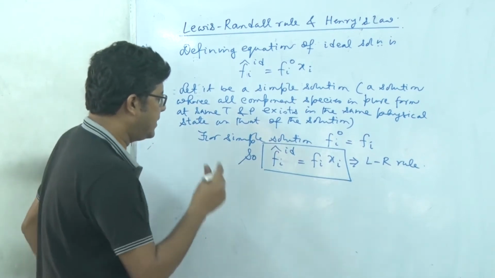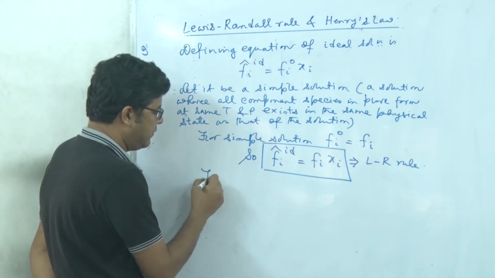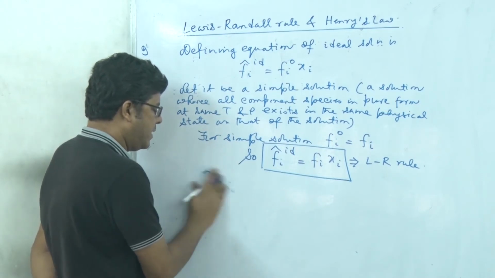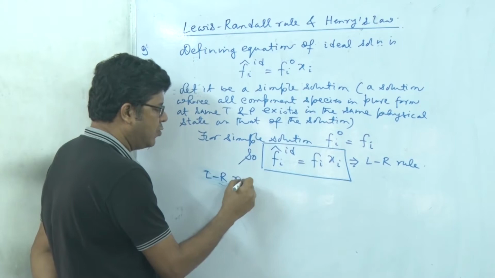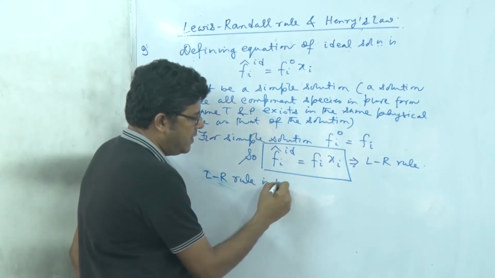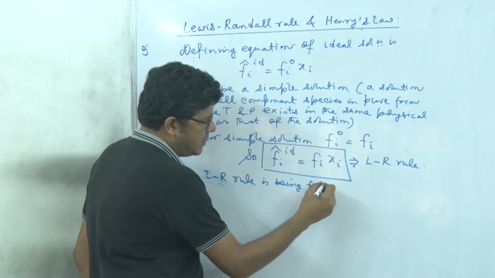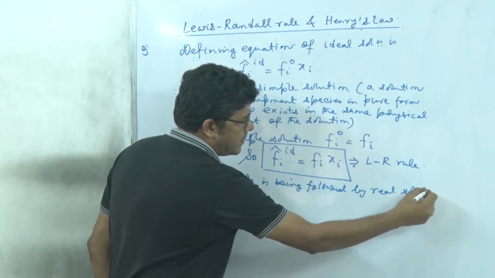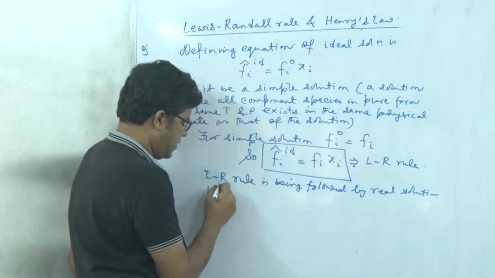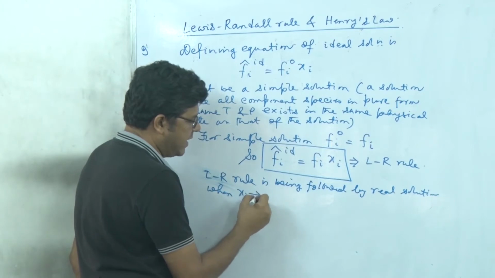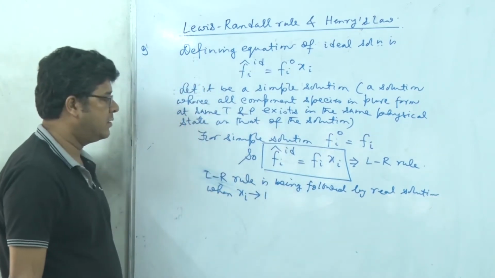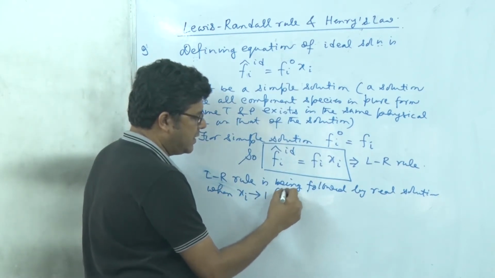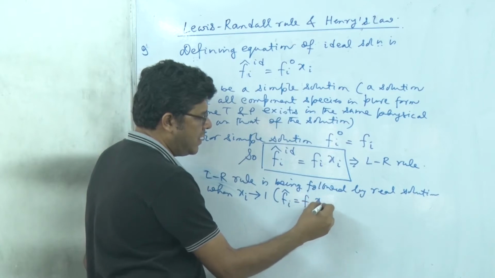And additionally, see, even for simple solution, or rather we should say that LR rule is being followed by real solution when respective Xi tending to 1, right? Respective Xi tending to 1, and we can write that Fi cap is equal to this Fi Xi.